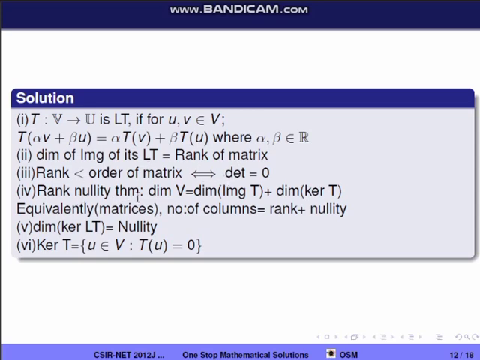And the rank nullity theorem states that dimension of V is equal to dimension of image of T plus dimension of kernel of T. Equivalently, it can be used for matrices. In that case, the number of columns will be equal to rank plus nullity. So the dimension of the kernel of the linear transformation is called the nullity. And kernel T is equal to the set of all elements u in V such that T of u is equal to 0, that is the identity in U. So now let us move on to the question.